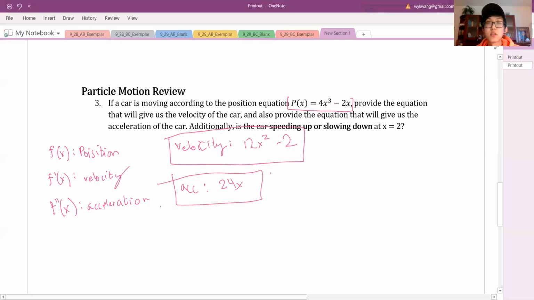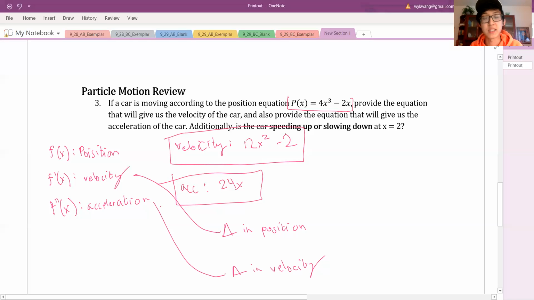Additionally, is the car speeding up or slowing down at x equals 2? Well, think about it. Is speeding up or slowing down, what is that testing? So remember, velocity is change in position. Each derivative, like the derivative of position is velocity, which is change in position. Now the derivative of velocity is acceleration, which is change in velocity. So it's like change in speed, change in how fast you're going. Well, that's exactly what this is asking. Is the speed going up or is it going down at x equals 2? So it's asking about acceleration.